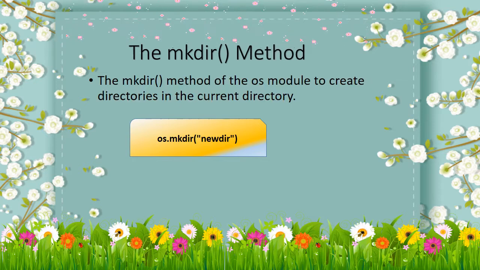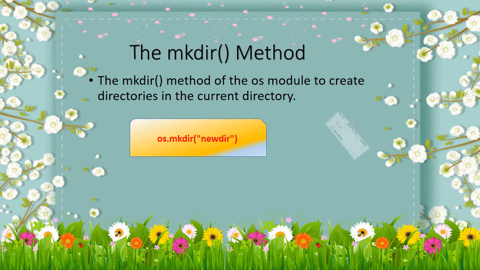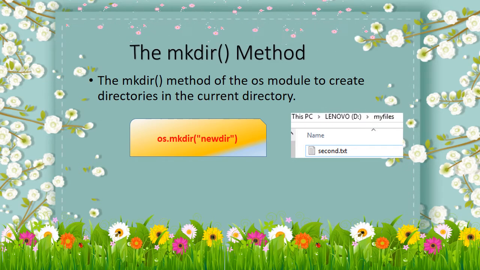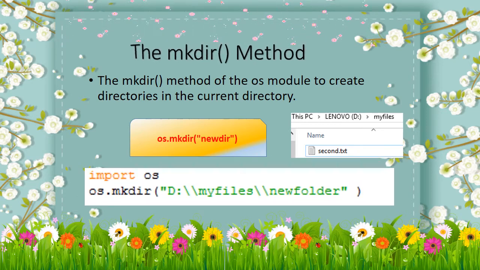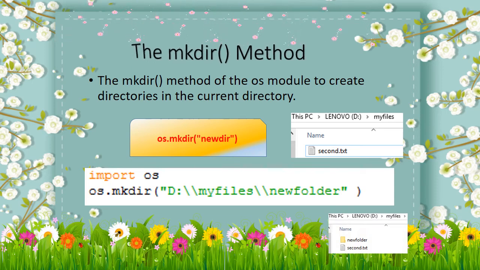And mkdir, or make directory, is used to create a new folder in our system. The general form for mkdir is os.mkdir and then the folder name. D colon under my files contains only one file, second.txt. I'm going to create a new folder under my files. My files is the root folder, and under it I'm going to create a new folder. So using the function mkdir I have given it. Now you see, along with second.txt the new folder is created.